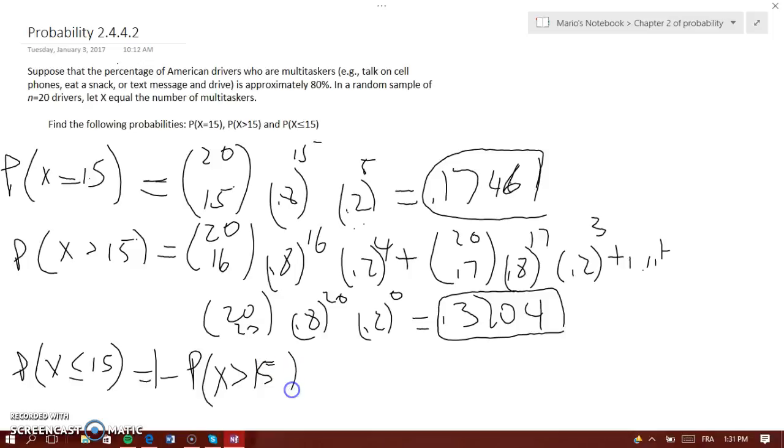Why? Because if something is not less than or equal to something else, then it is bigger than that something else. So if x is less than or equal to 15, then the other side of it is x bigger than 15. And we know that total probability always equals 1, so it will be 1 minus the probability that x is bigger than 15, and that will be 1 minus 0.3704.